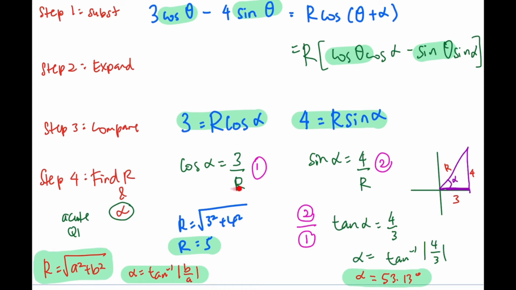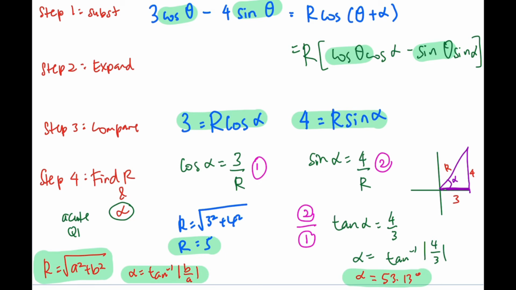And then let's put your cos, this is 3 over r. Your sine is 4 over r. Therefore, to find r, let's just use the Pythagorean theorem. r is the square root of a squared plus b squared. So let's calculate here: square root of 3 squared plus 4 squared. This is just 5. And then now let's find alpha.